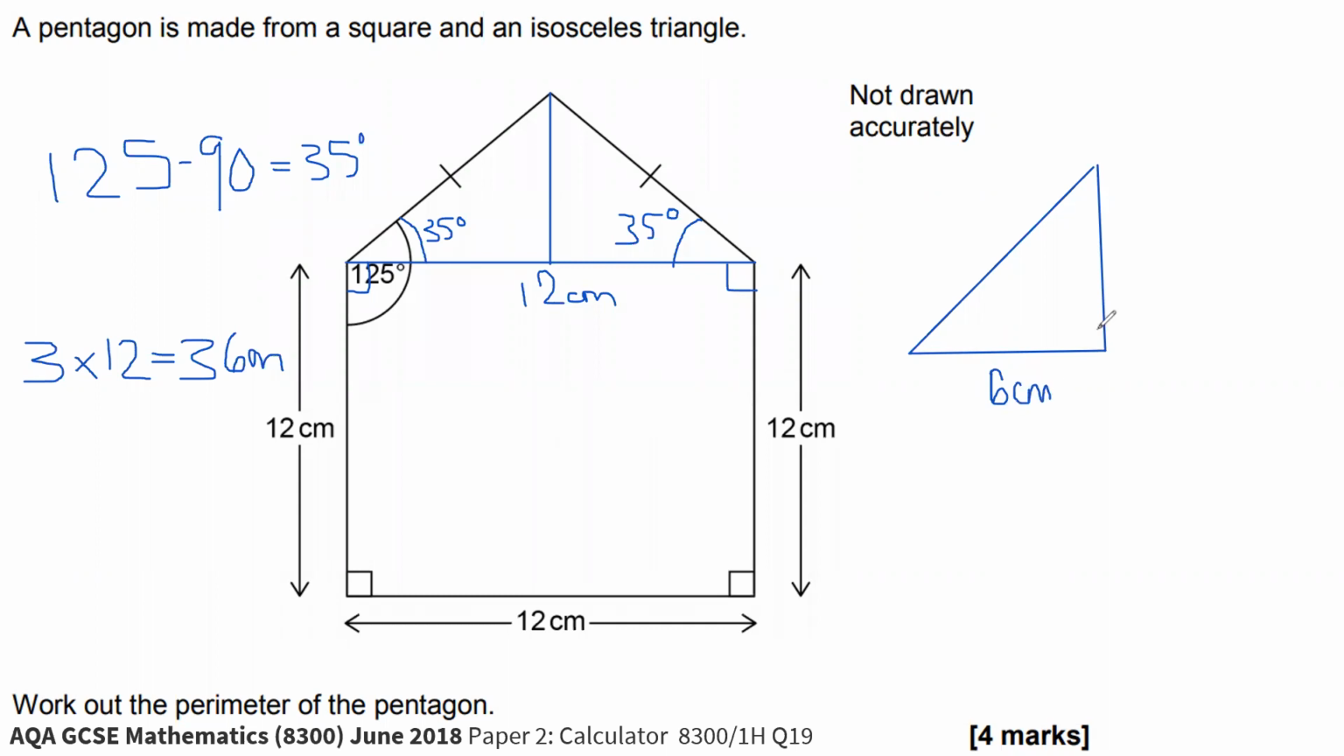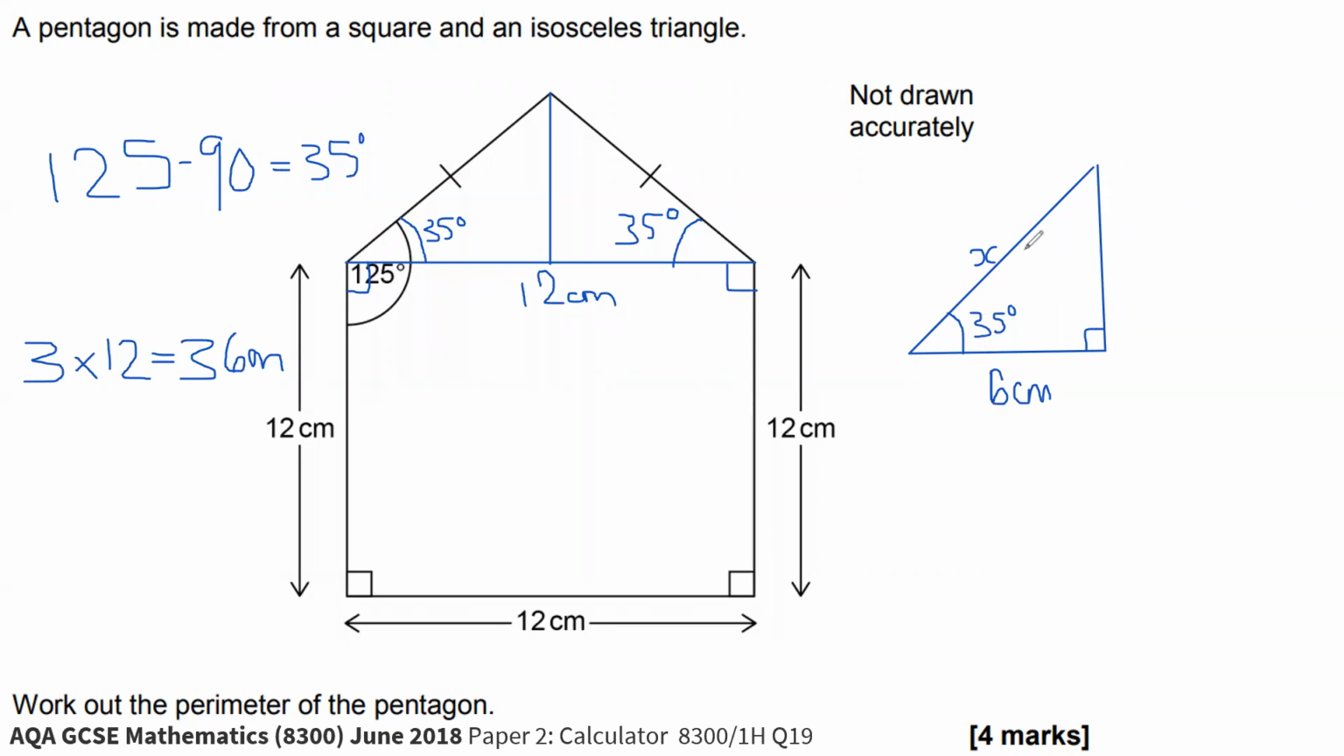And this angle is a right angle, and we know, as we've already previously found out, that this angle is 35 degrees. And this is the side that we'd like to find the length of, so for now we will call that X.